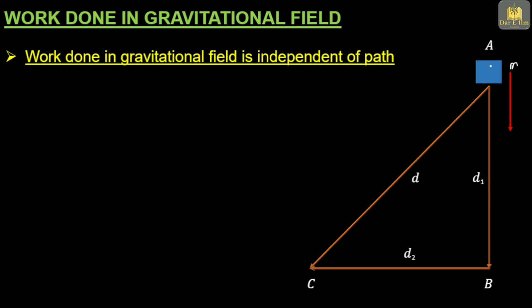The first one is the direct path from A to C, named displacement D, and the indirect paths are A to B as displacement D1 and B to C as displacement D2. An angle theta is made between sides AB and AC.